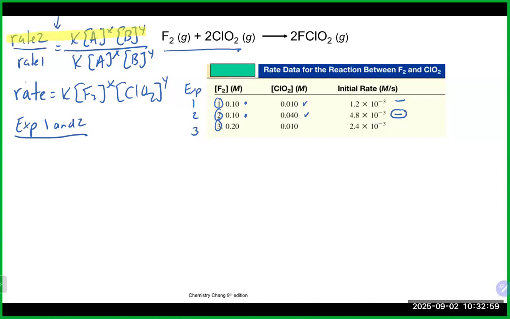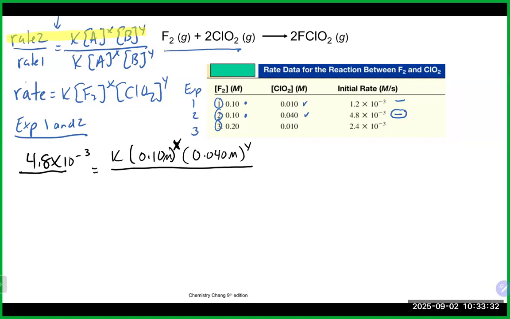So we'll go 4.8 times 10 to the minus 3 equals K. My concentration of F2 in the second experiment is 0.1 molar, and that's going to be to the X. And my concentration here of the next one, 0.04 molar, that's going to be to the Y. So everything from experiment 2, I basically put up on top.